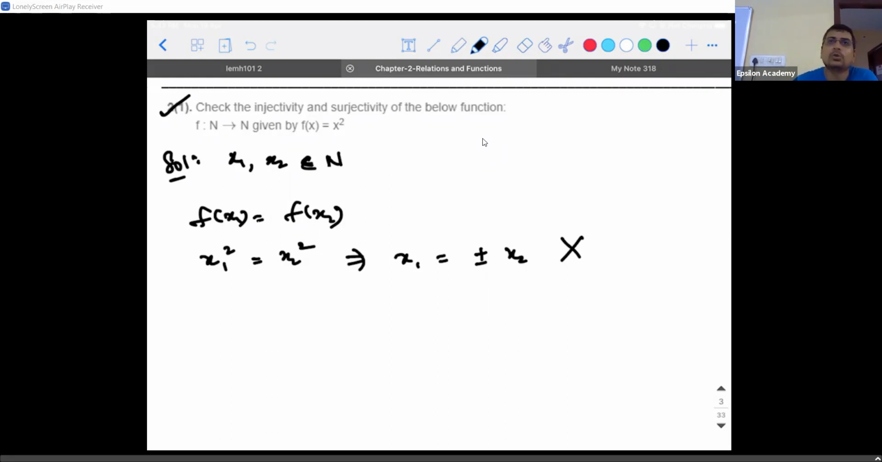If you write x1 is equal to plus or minus x2, you made a very big mistake. It's a blunder. Because x1 and x2 come from which set? Natural number set. Then why would you write x1 is equal to minus x2? x1 is equal to x2 because the natural number set does not have negative values. When you write x1 is equal to minus x2, you are trying to say one is positive, one is negative.